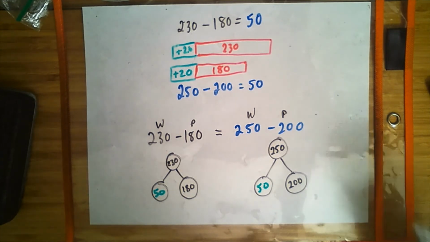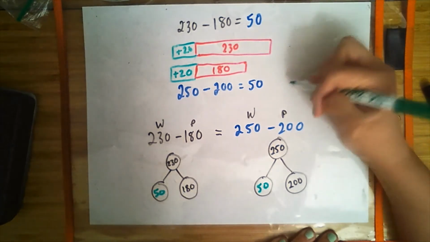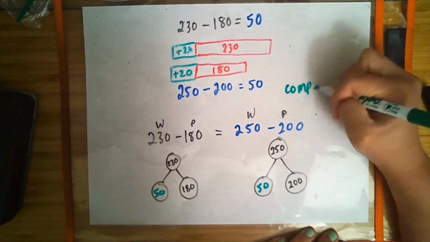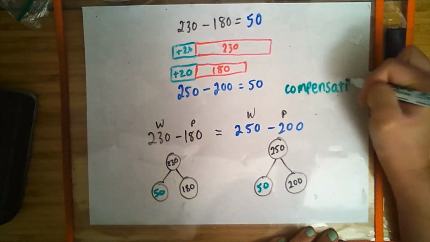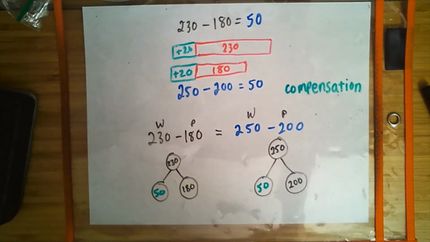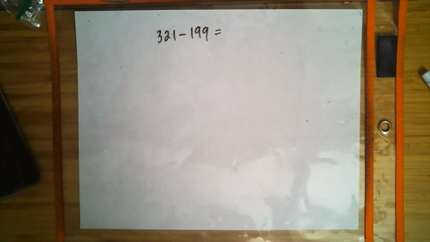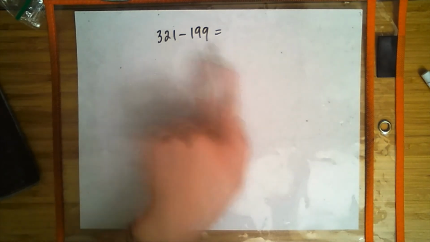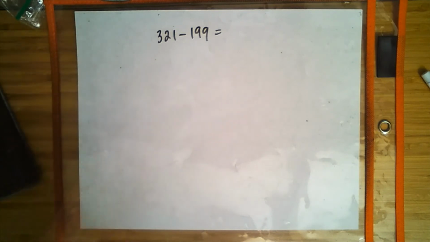Therefore, this is, again, what I call our compensation strategy. This is really helpful. It's another way that we can simplify. So far, we've only been working with numbers with 0 ones, so we're going to try subtracting numbers with some ones in there, okay? Our number sentence or equation reads 321 minus 199.